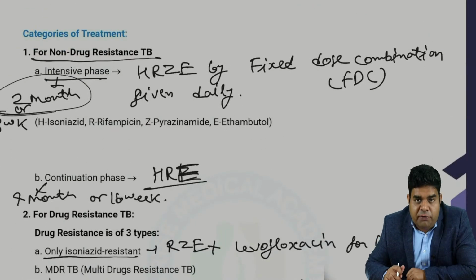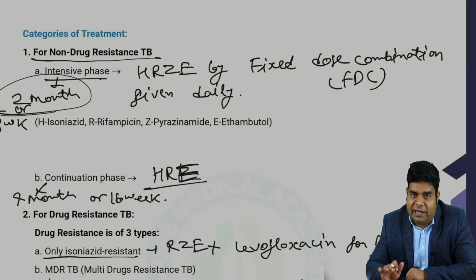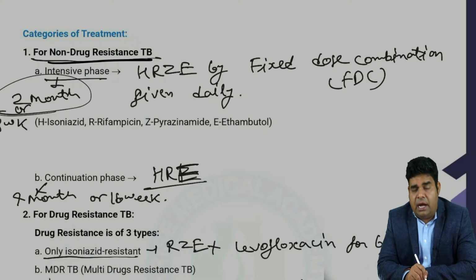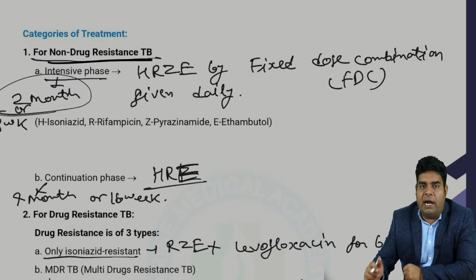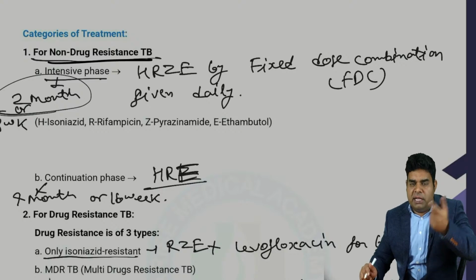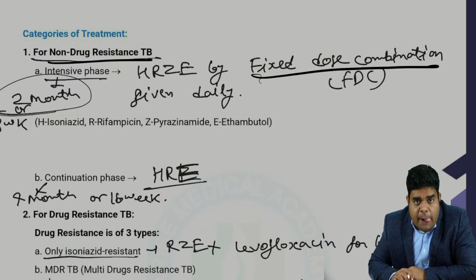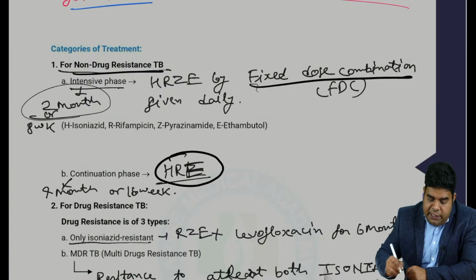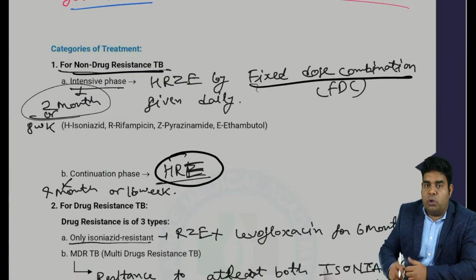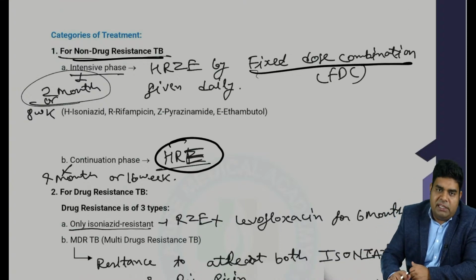Now, what are the categories of treatment? We all know non-drug resistant treatment is divided into intensive and continuation phases. Intensive phase is for 2 months with 4 drugs, HRZE, given daily as 1 tablet in which all drugs are present. That's why it is known as fixed dose combination. In the continuation phase, India is giving 3 drugs, HRE, for 4 months. So total duration is 6 months and treatment is given daily.